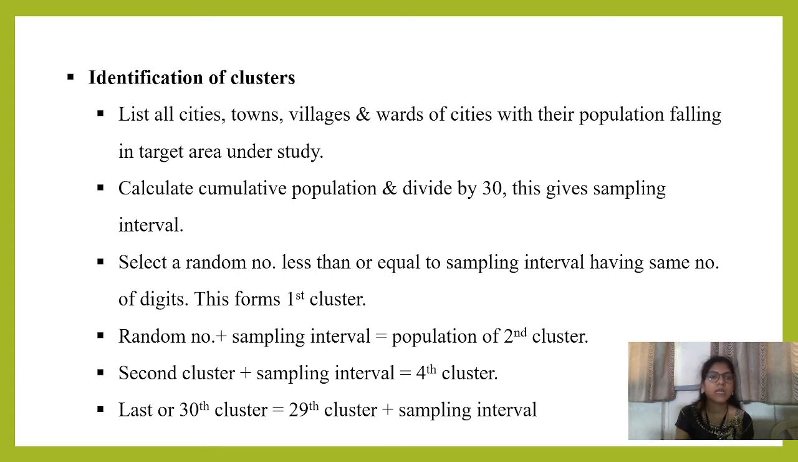Identification of clusters: list all cities, towns, villages, and wards of cities with their population falling in the target area under study. Calculate the cumulative population and divide by 30. This gives the sampling interval. Select a random number less than or equal to the sampling interval, having the same number of digits.